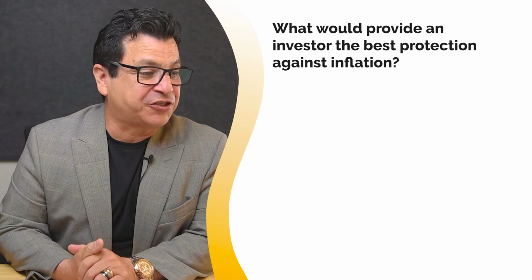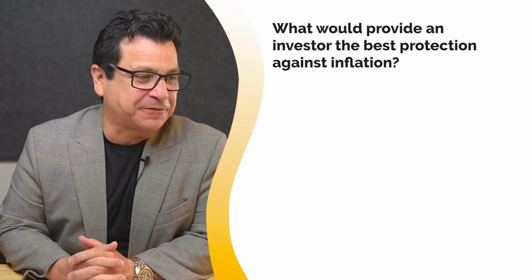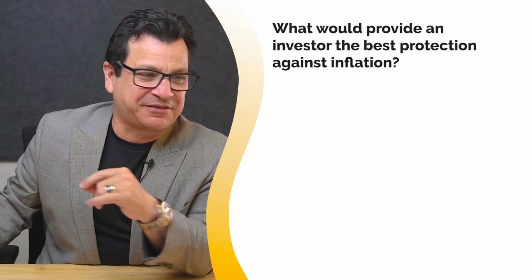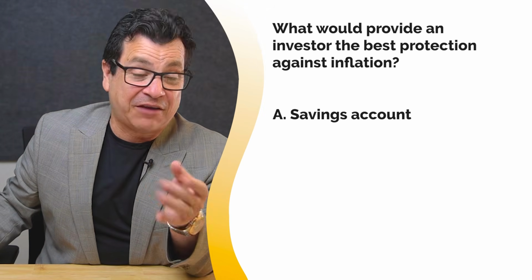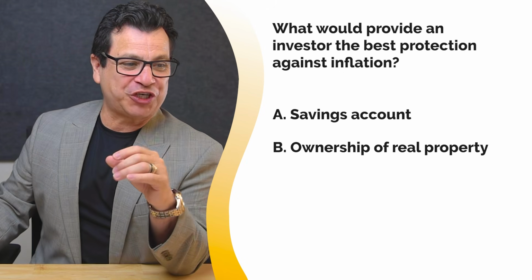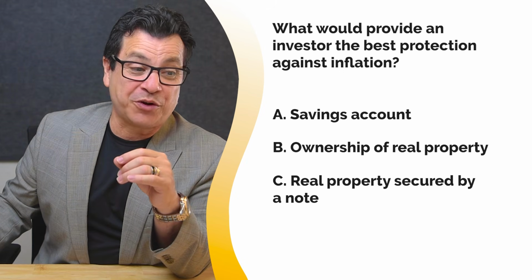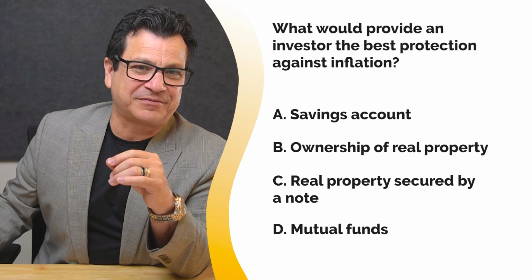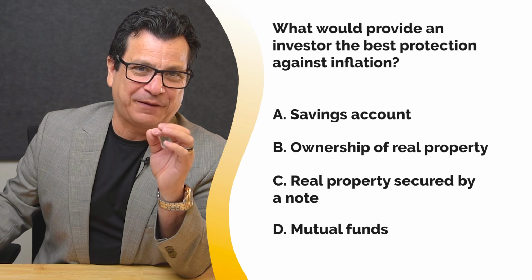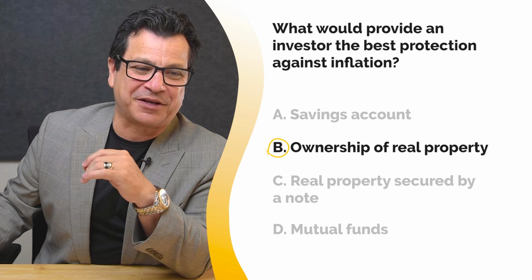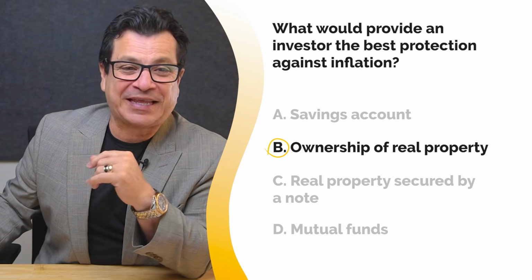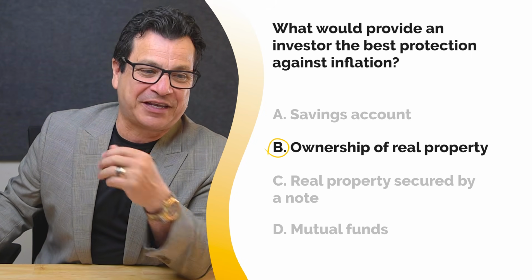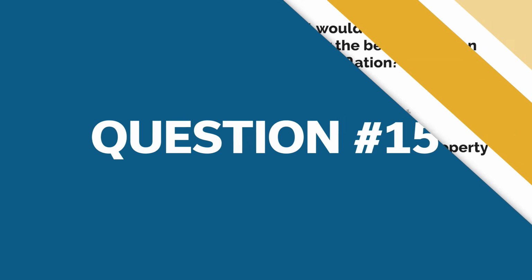What would provide an investor the best protection against inflation? A, savings account. B, ownership of real property. C, real property secured by a note. Or D, mutual funds. The answer to that is B, ownership of real property. Now why? Let's take a look at that explanation. Real property increases in value during a period of inflation. There you have it. Let's move on to the next question.